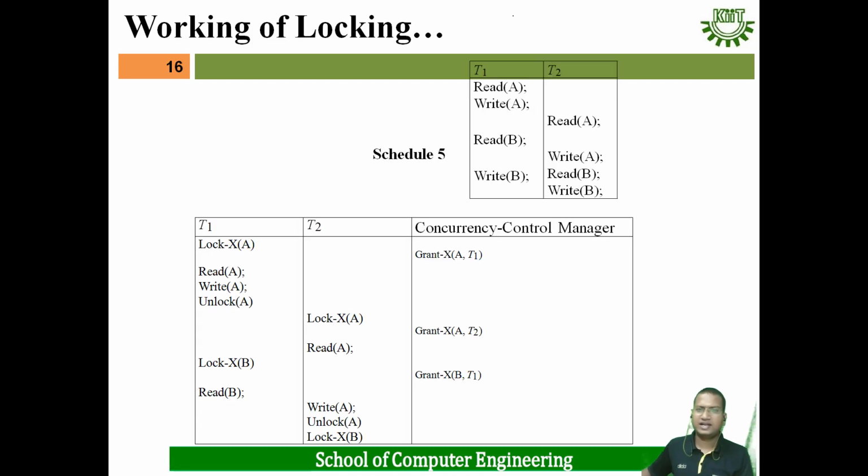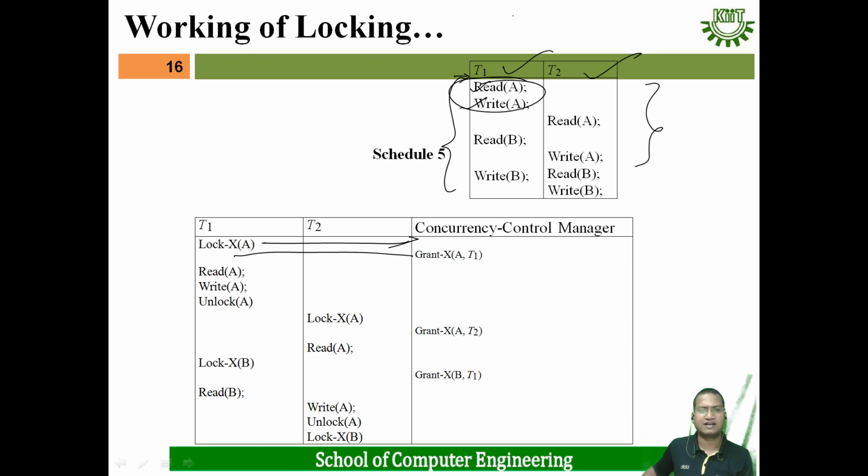Okay. Then schedule 5. In this case, suppose T1 and T2, two transactions, are there. Here also we can apply the locking protocol in that manner. Initially, T1 wants to do read and write operations on A. That's why first we have to request an exclusive lock on A from the concurrency control manager, and as no lock is applied, it will grant that. Then the read and write operations will be performed. Then unlock A, it will unlock that.